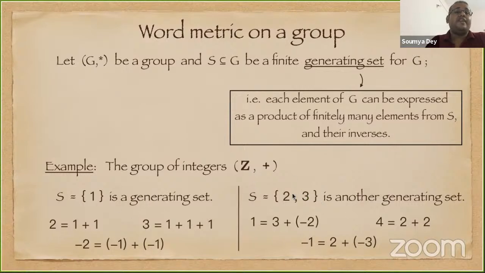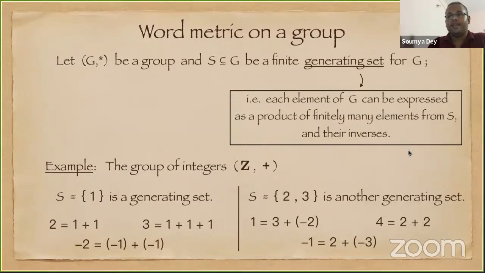This is the notion of a generating set. Of course, we have seen this is not unique for any group. There can be many generating sets. So let me formally define this. What is a generating set? Each element of G can be expressed as a product of finitely many elements from S and their inverses. If you can write this, then we say that S, a subset of G, is a finite generating set. Finite means it has finitely many elements. This is the definition of a generating set.